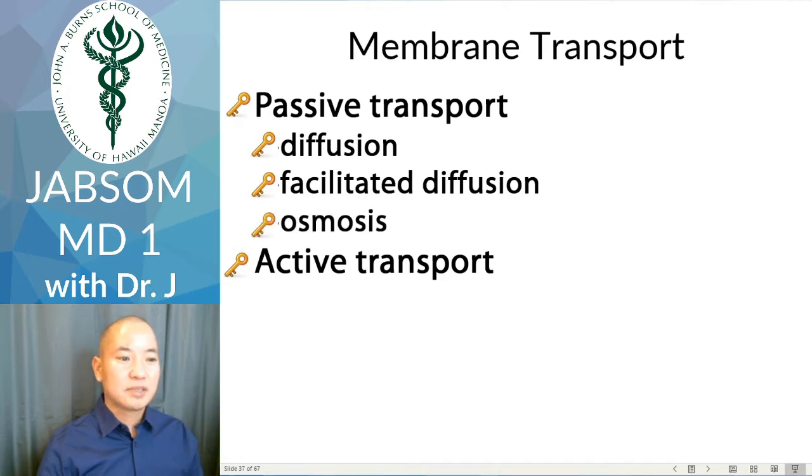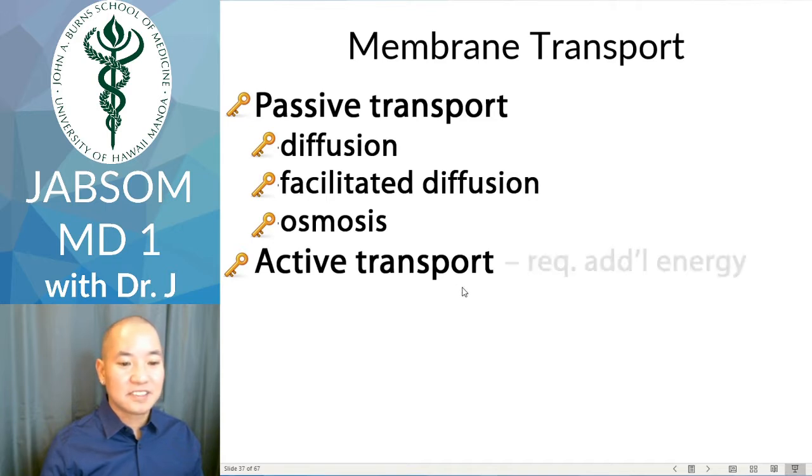Now, what's the difference between passive and active transport? Passive transport occurs spontaneously. It does not require additional energy. Active transport, on the other hand, cannot occur spontaneously. You need additional energy to actually accomplish active transport.